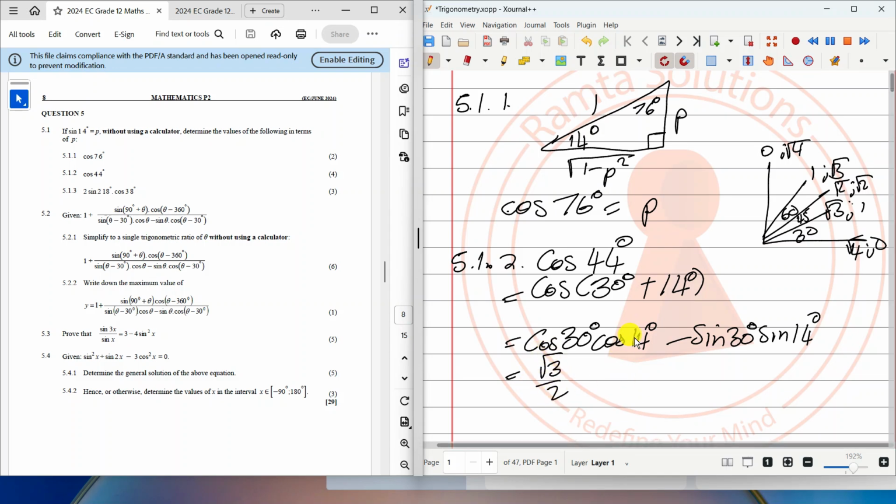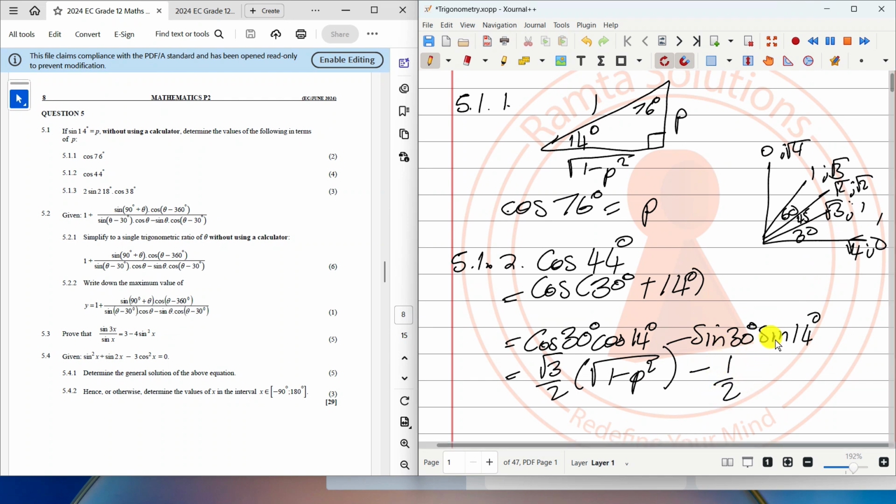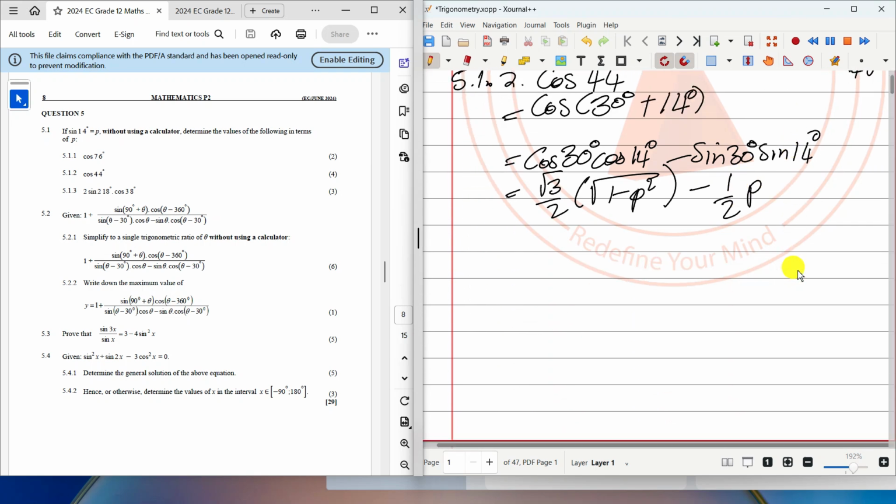What is cos 14? According to this diagram, it is the square root of 1 minus p squared. Remember, we got this using Pythagoras' theorem. So this is root 3 over 2 times the square root of 1 minus p squared, minus, what is sine 30? It is half. And what is sine 14? It's given as p. You can leave your answer here, guys. There's nothing wrong.